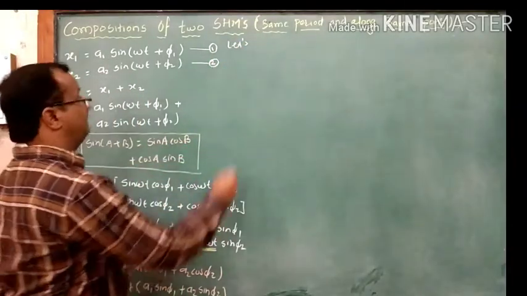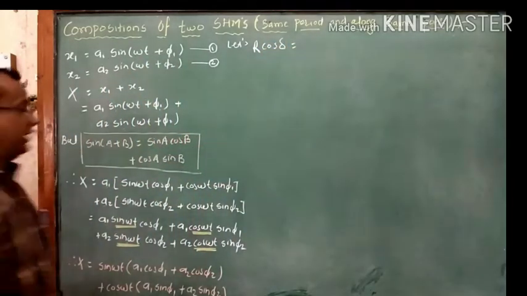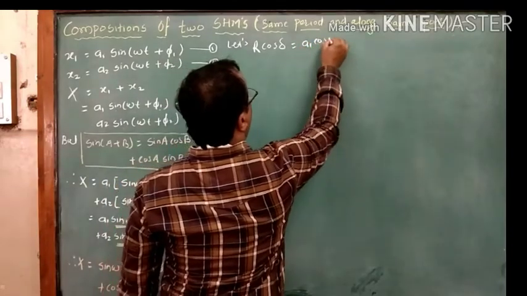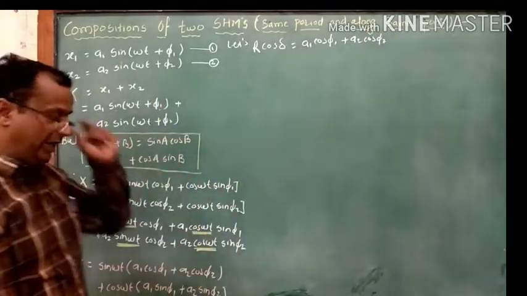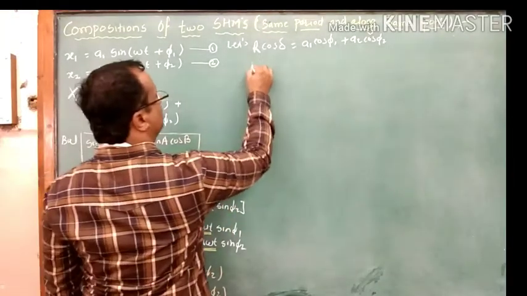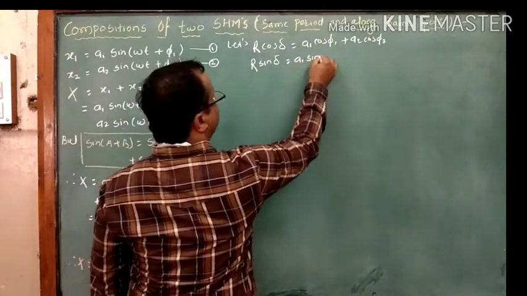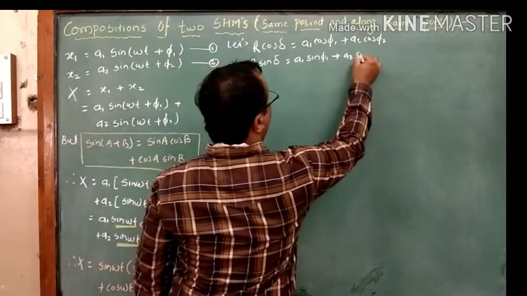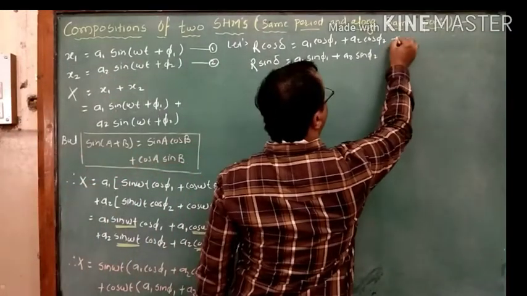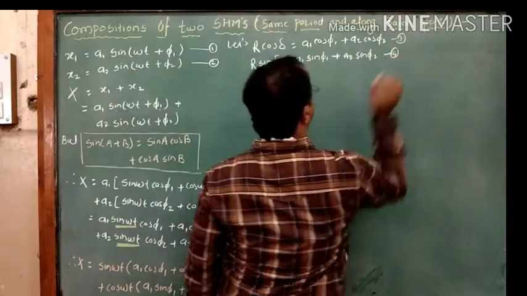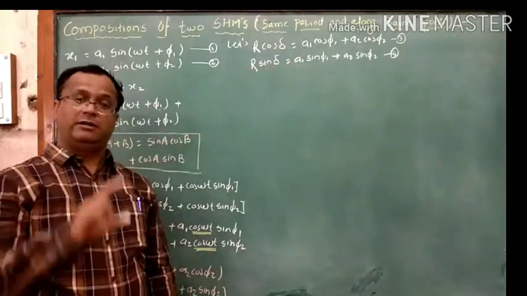Here we want to consider R cos del, which is equal to A1 cos phi 1 plus A2 cos phi 2. Similarly for this one, R sin del is equal to A1 sin phi 1 plus A2 sin phi 2. Suppose this is equation number 3, and this is equation number 4. Here R is the resultant amplitude and del is the resultant phase.